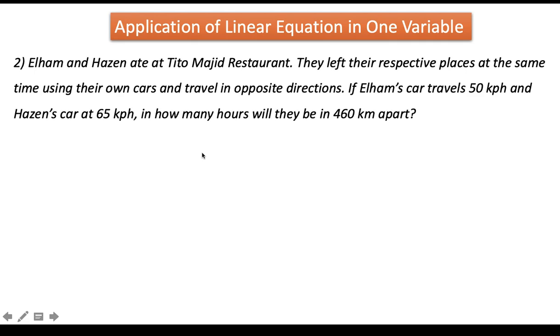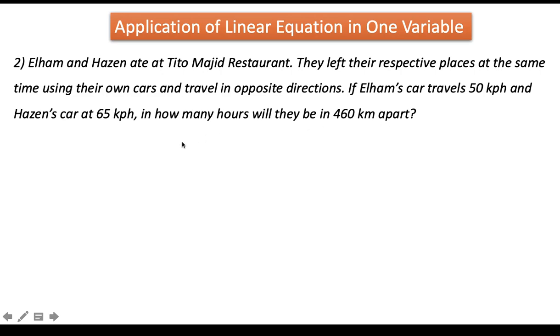In our given number 2, Elham and Hazen ate at Tito Majid's restaurant. Then, they left their respective places at the same time using their own cars and traveled in opposite directions. If Elham's car travels 50 kilometers per hour and Hazen's car at 65 kilometers per hour, question: in how many hours will they be 460 kilometers apart?